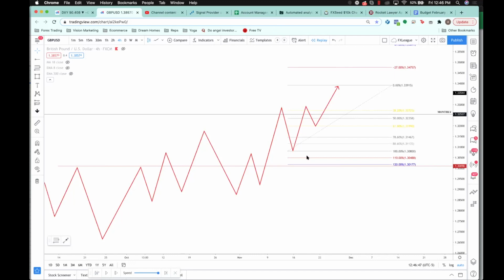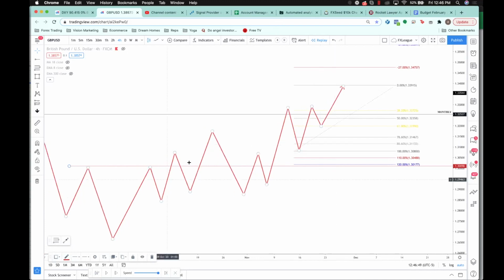You guys can literally run through this all the way up to current price. If you have no idea how to interpret what's going on in the market, you could do this all the way up to current price.